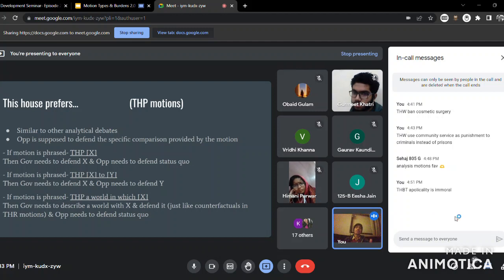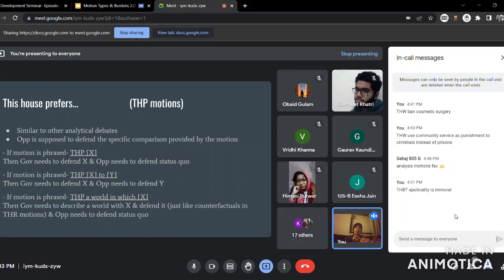The third type of prefers motion is if the motion is phrased as this house prefers a world in which X. This is an interesting type of motion because this also involves a counterfactual. Because if you prefer a world जिसमें x चीज हो रही है या x चीज नहीं हो रही है, what you need to do is describe a world with x or without x and defend it, just like you do with a counterfactual in a regret motion, and tell why that imaginary world would be better than the status quo or the current world that we live in.